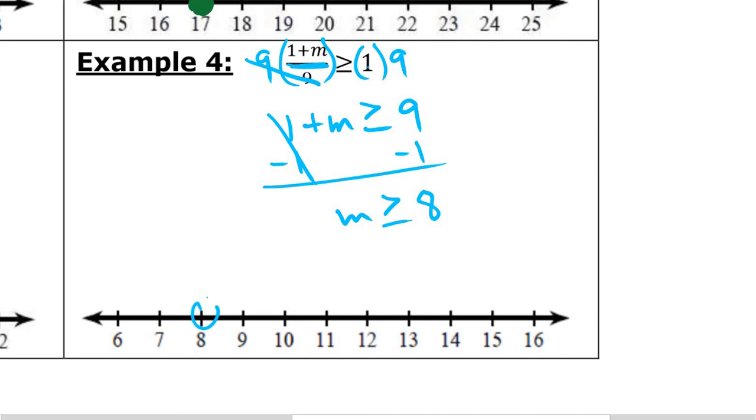So we put our circle at 8. Since it's or equal to, we shade it in. It's a closed circle, and we want it to be m is greater than or equal to 8. So it's everything to the right of that line.